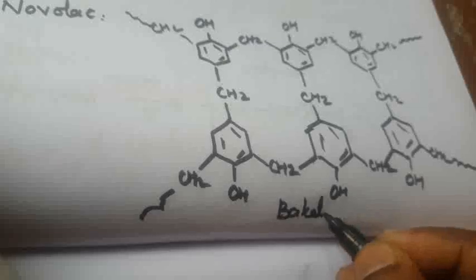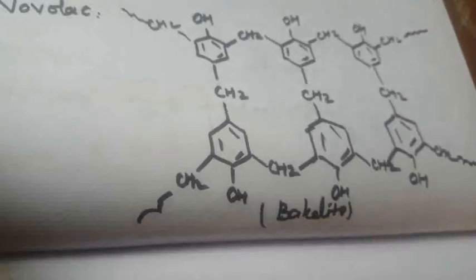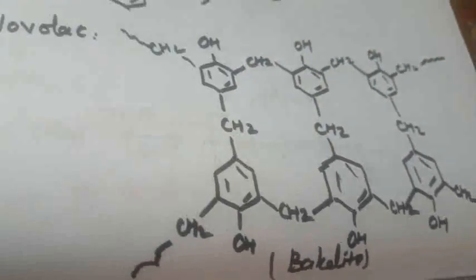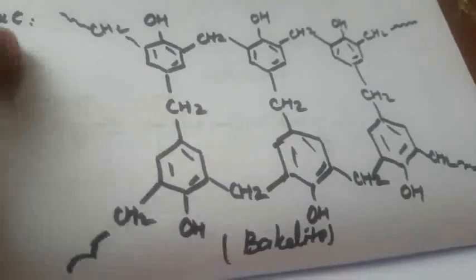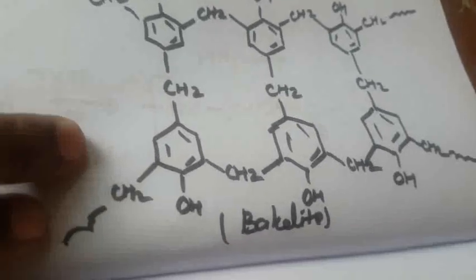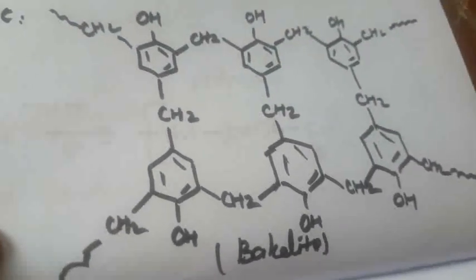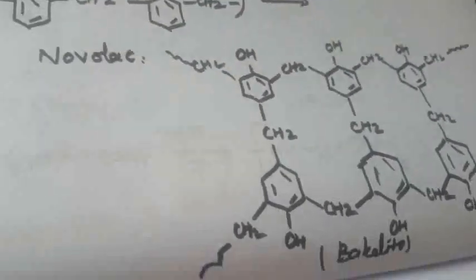Bakelite is mainly used as a glue material. It is also used along with paint. This Novolac structure is bound with another structure, so it is a cross-linked polymer. It's a hot bakelite. So what are the uses?